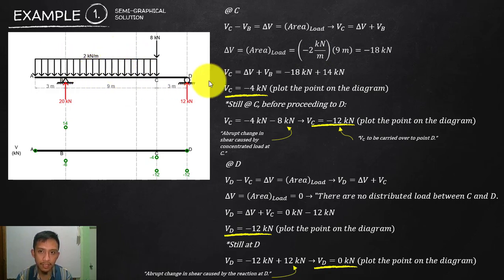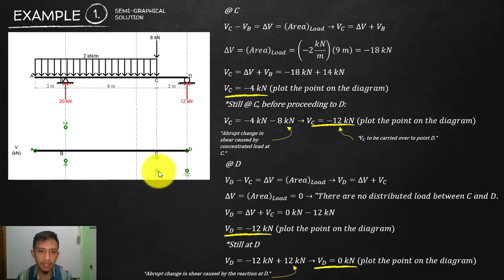That is the area of the loading. So that is the change of shear from B to C. So we have here 14 plus negative 18, which will be negative 4. So that will be flat there below what you see. And then again, there is an abrupt change because of this concentrated force which is going down. So negative 4 minus 8 is negative 12.